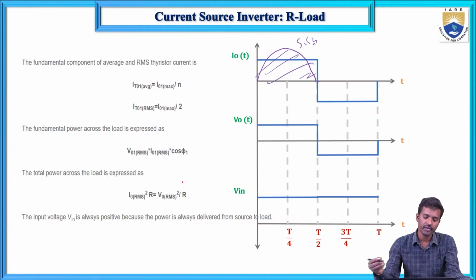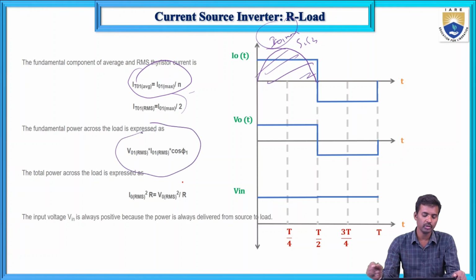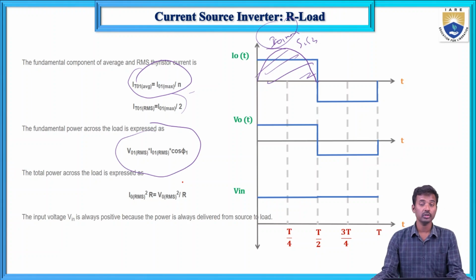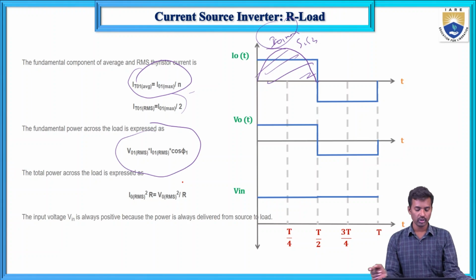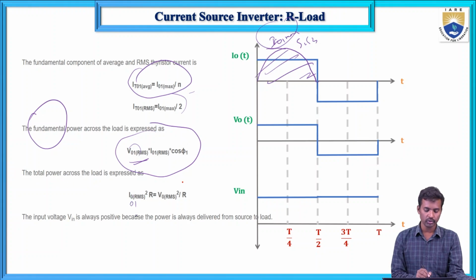For this case, the average value is I01 maximum value divided by pi, and the RMS is maximum value divided by 2. The power across the load is expressed as V01 into I01 RMS into cos phi. That is the power across the load. Next, for total power you do not take only the fundamental; for the fundamental you need to put 01. We know these formulas very well, and for total power there is no need to take the fundamental.